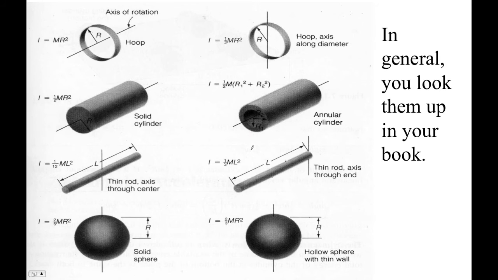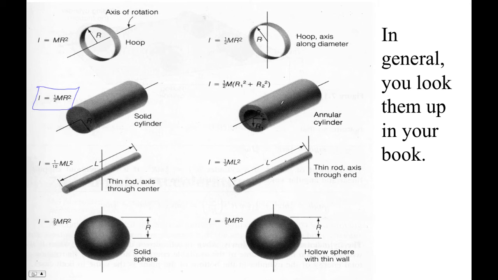And then if you look at a list of them, and I think I got this out of my old textbook, they always give you an axis of rotation. That's important. So if you rotate it about an axis this way, it's 1/2 mr squared. If you do it this way, it's mr squared. This is your cylinder, so that's one of your main ones.